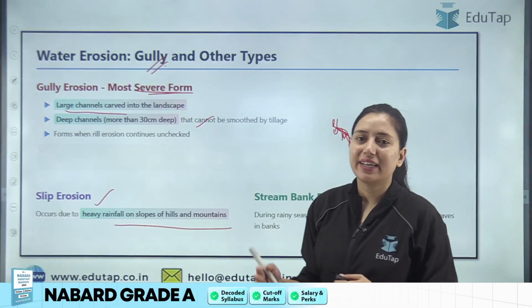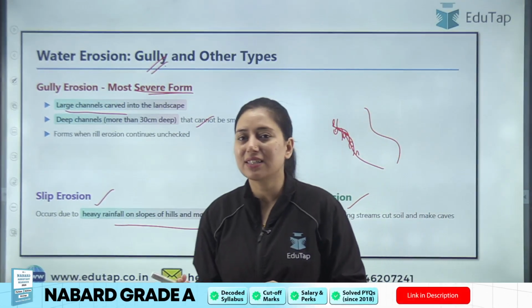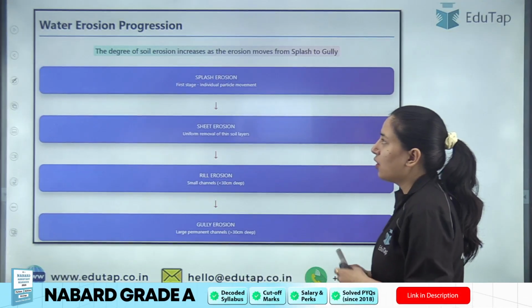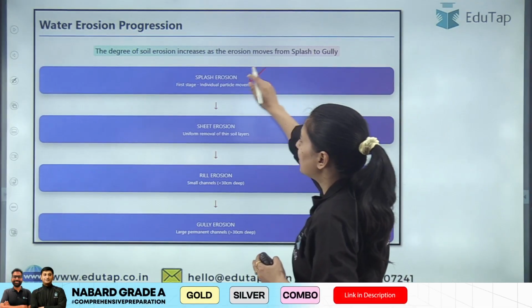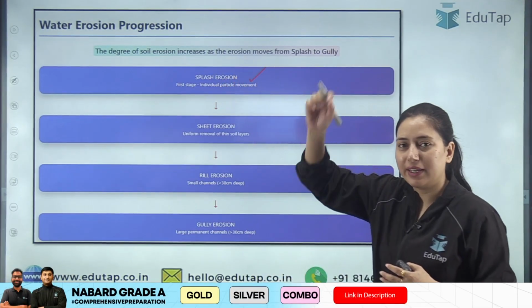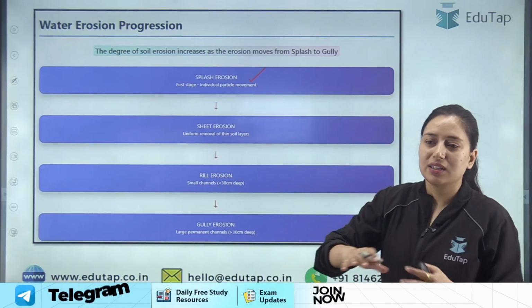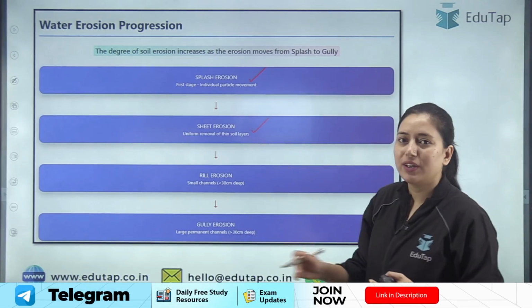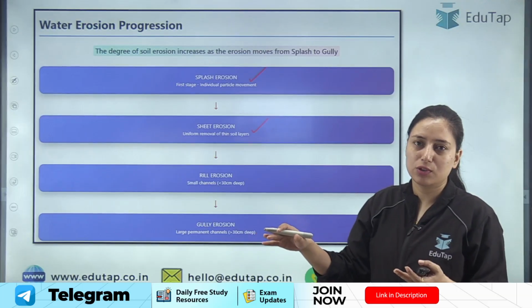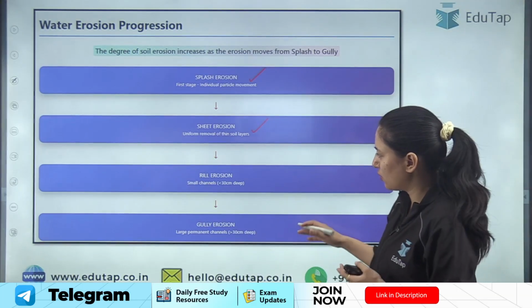Now we have another agent, which is wind erosion. So let us discuss the different types of wind erosion. Okay, before that let us see the progression of this water erosion. So first stage is splash erosion, where the rainfall hits the land and the soil particles get detached, right? Then we have sheet erosion, where a uniform layer of soil is being washed off from one place to another place.